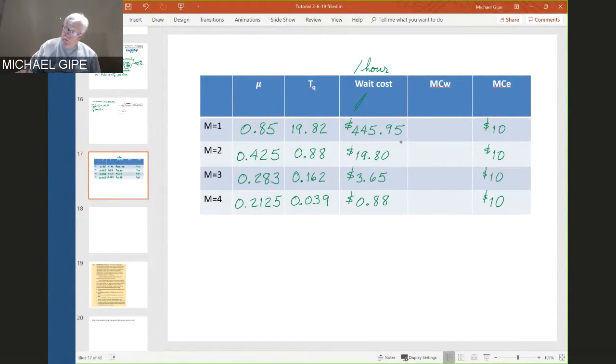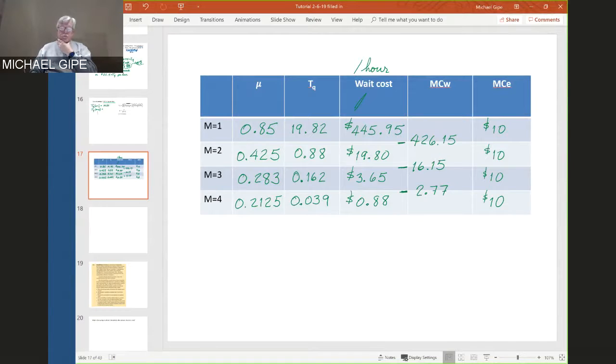So that becomes minus 426.15. Notice I put it between the two. It's the marginal change from 445 to 19.8. The next one, going from 19.8 to 3.65, is minus 16.15, if I did that calculation correctly. And then finally, going from 3 to 4 employees, the change in waiting time cost for an additional employee, the waiting time cost goes down by $2.77.